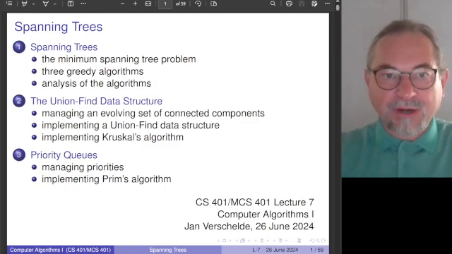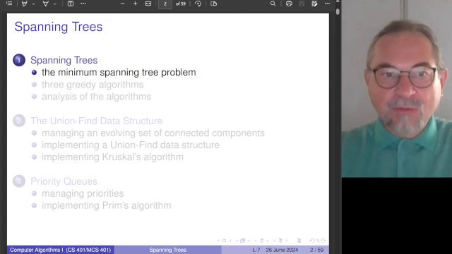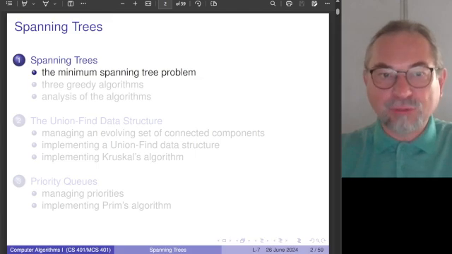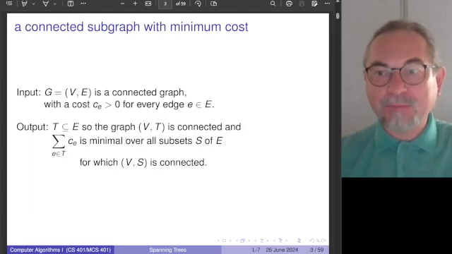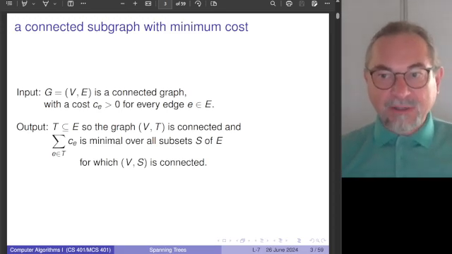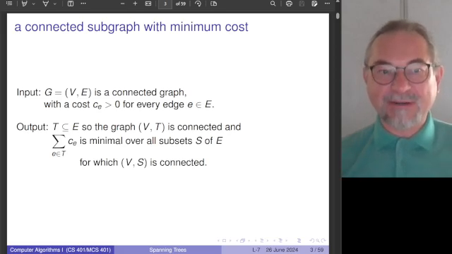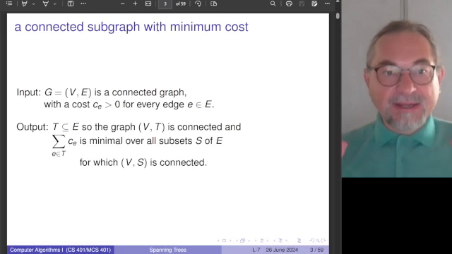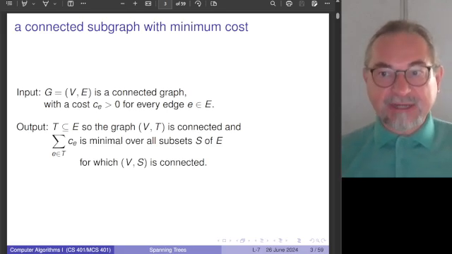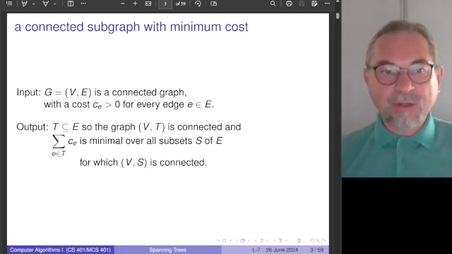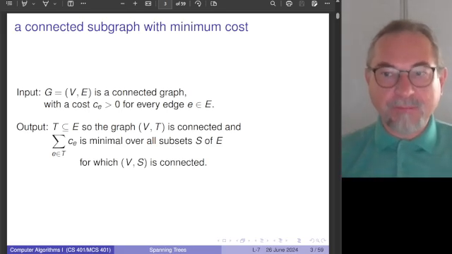What problems are we now considering? We are considering the computation of a spanning tree. So here is the problem. We have a graph that is undirected. It is connected. That was an implicit assumption for Dijkstra in the previous lecture. Every edge has a cost, or in general, it is a weighted graph. The cost is a positive number.